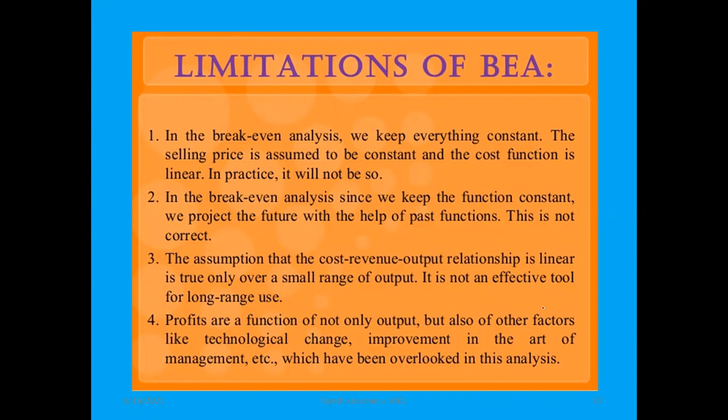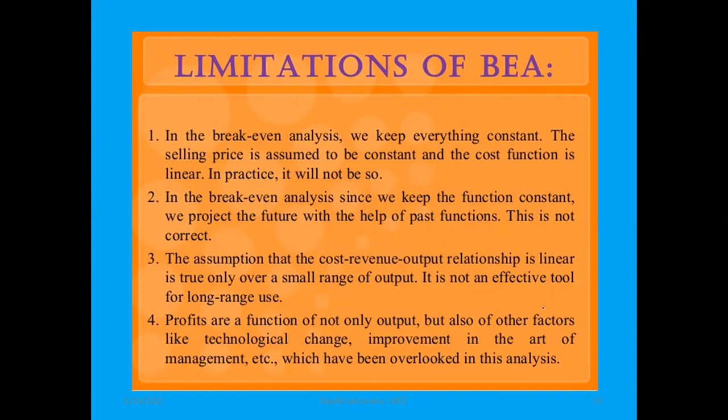So here what are we doing, we keep everything constant, but the selling price can be assumed as a constant. Okay, in the break-even analysis, since we keep the function constant, we project the future with the help of the past functions. This is not correct, so we cannot estimate. Even though we are purchasing or selling the items at one rate before and making the future assumptions, coming to that point for a break-even analysis, we cannot estimate. That is not a good thing.